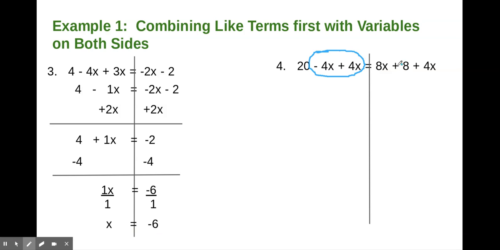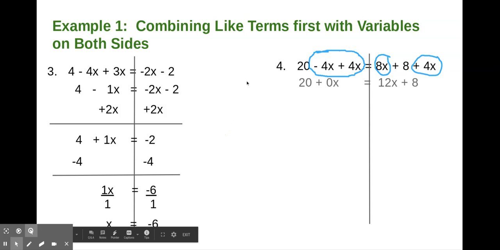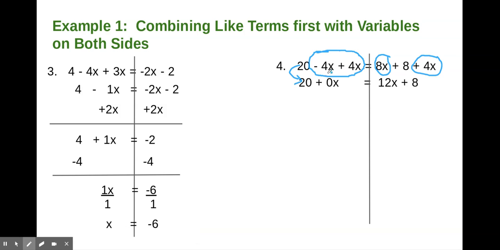Okay, but before I do that, let's take a look at my right side. On my right side, I'm allowed to combine the 8x and this positive 4x together. All right, so let's see when I do that, what happens? Well, the 20 on the left side, I just bring that on down. I didn't do anything with it. Negative 4x and a positive 4x gives me 0x, right? That's what I was allowed to combine. On my right side, 8x and 4x, I'm allowed to combine together to give me that 12x. And this positive 8, I just brought it right down.